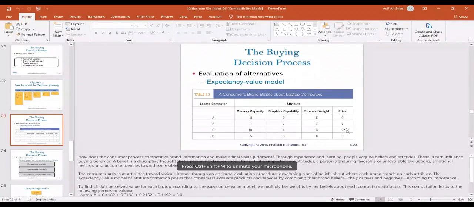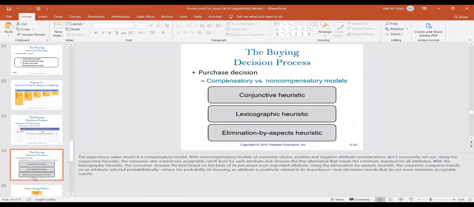One of them is memory capacity, and the second is price, because price is the cheapest and the memory capacity is the highest in the entire set of options. So according to this aspect, that is the lexicographic heuristic, you are going to make a choice, which is called brand C. Then let us look at what we mean by the elimination by aspect heuristic.